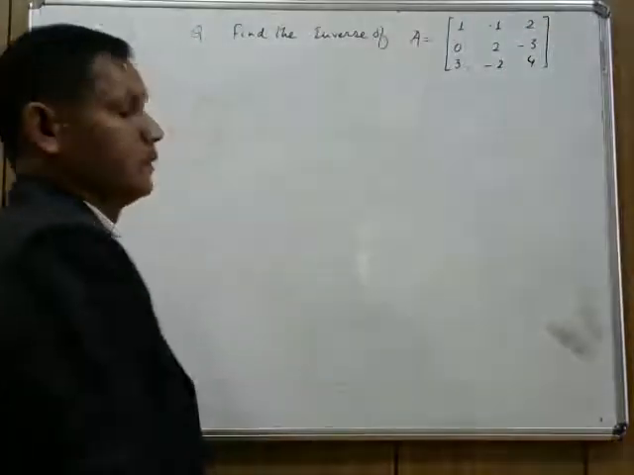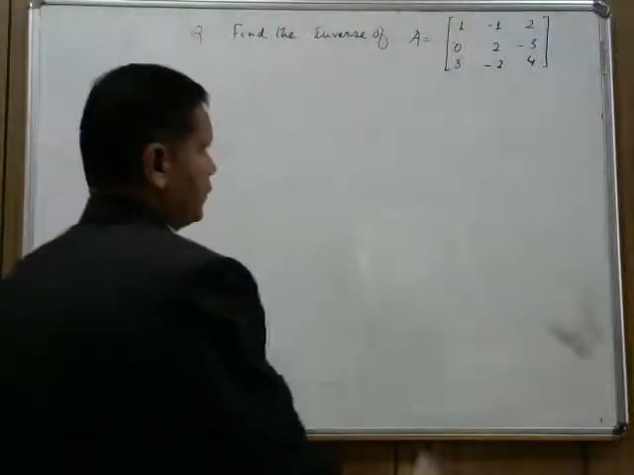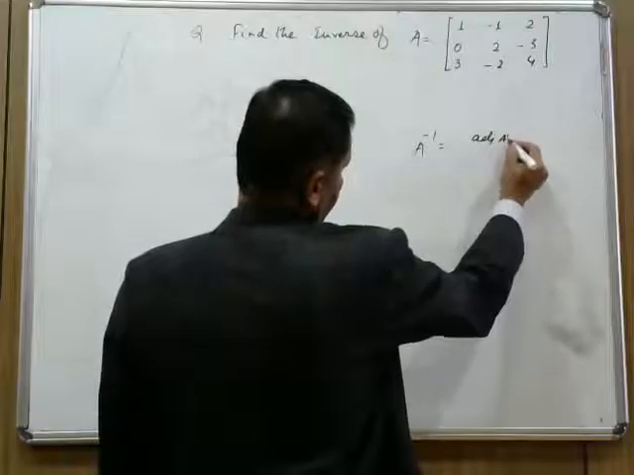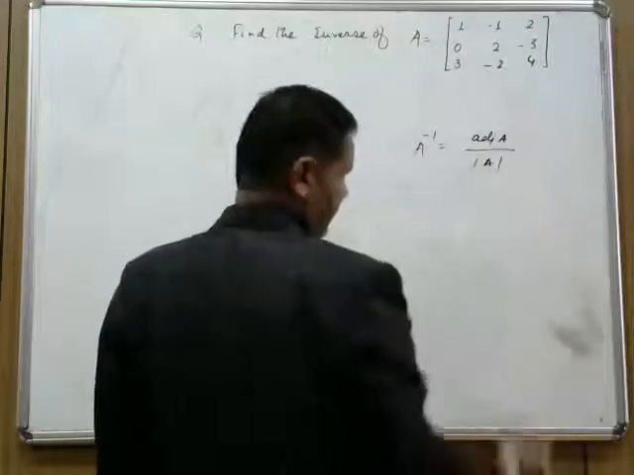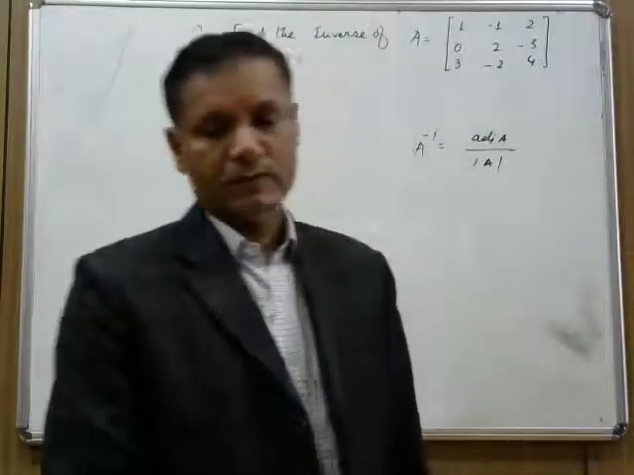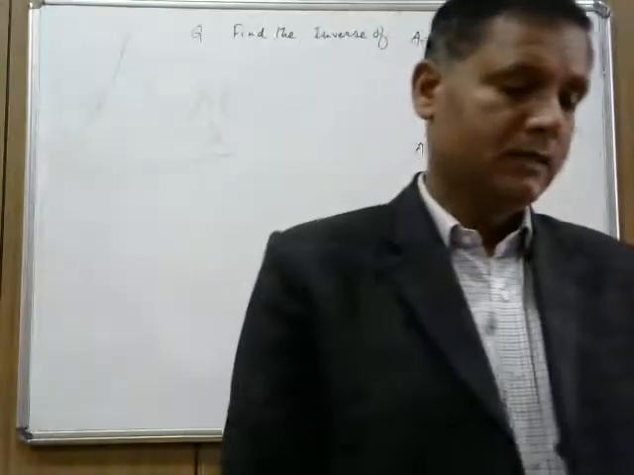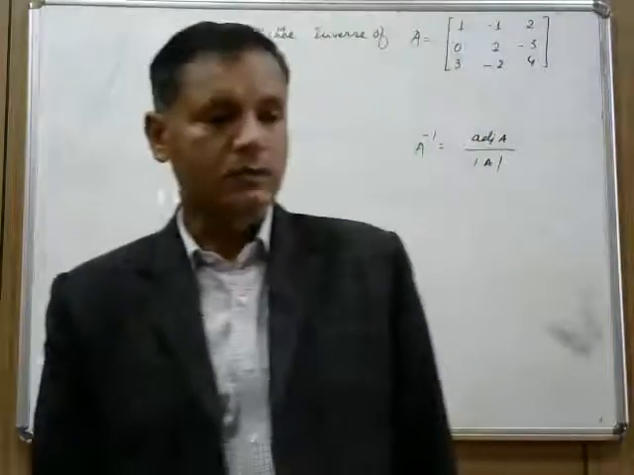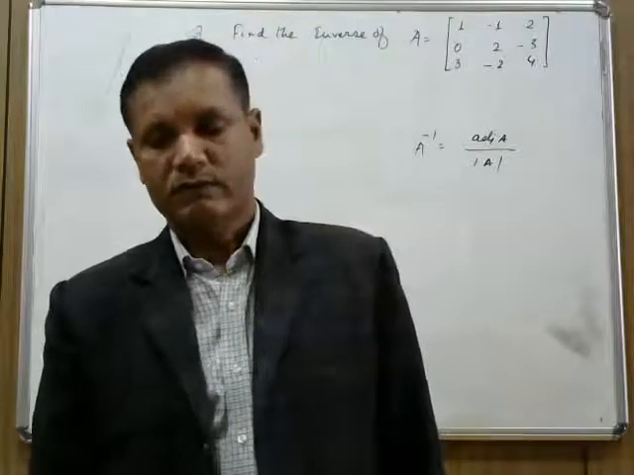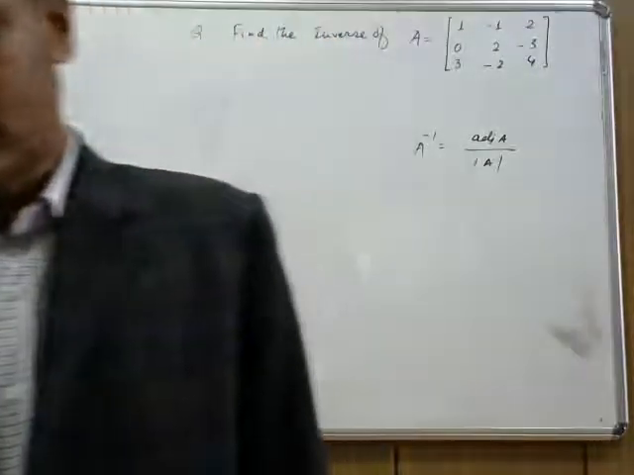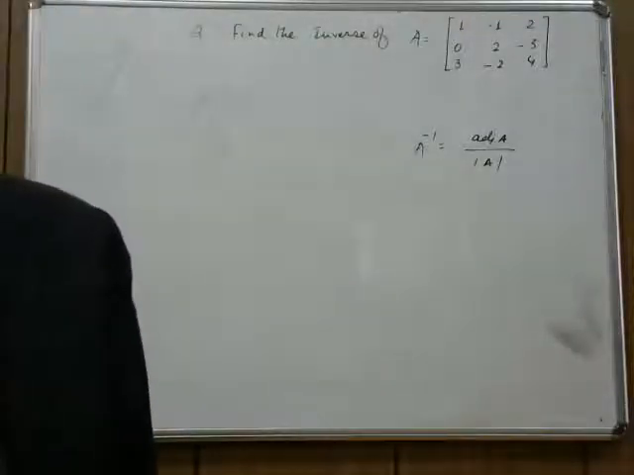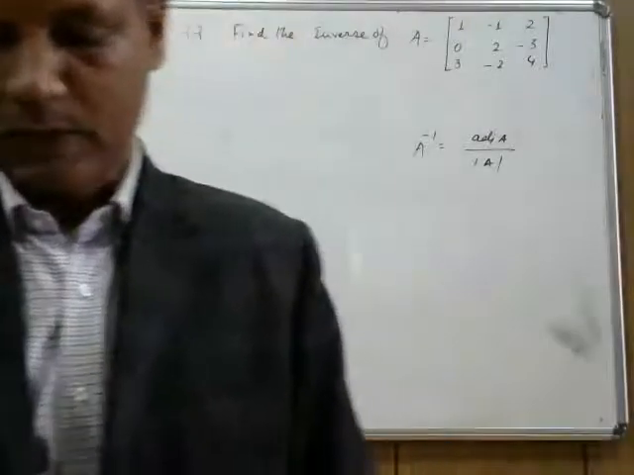Okay, we know how to find the inverse. A inverse is equal to adjoint of A upon determinant of A, and of course determinant of A should not be equal to 0. That means it should be a non-singular matrix, because when determinant of A equals 0, it is called a singular matrix and we cannot find the inverse. That's why first of all we need to find the determinant of A. The matrix is 1, minus 1, 2; 0, 2, minus 3; 3, minus 2, 4.